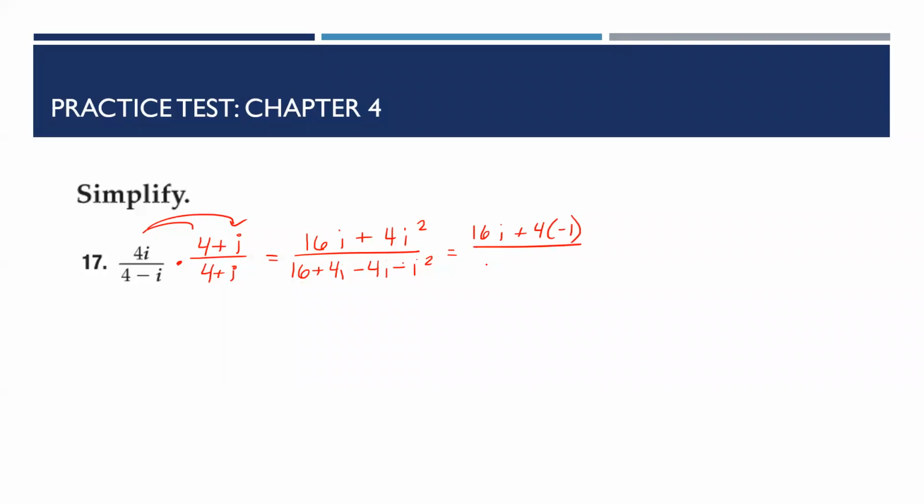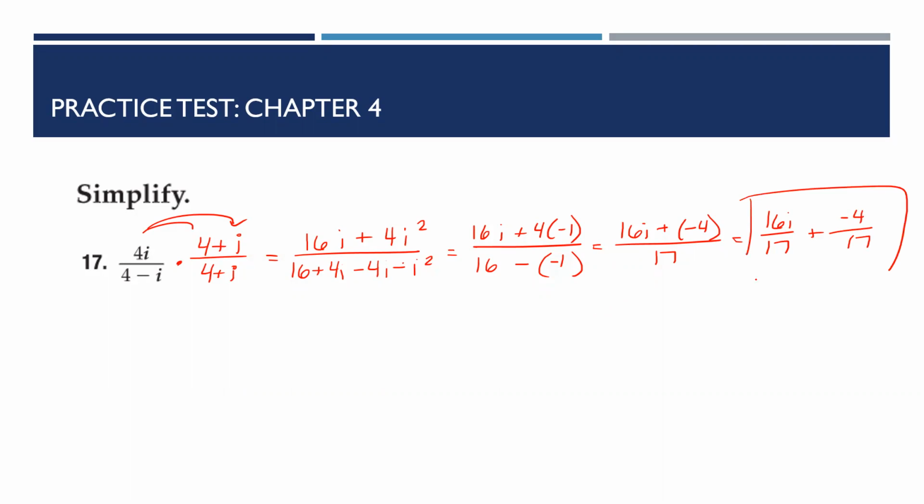And then over here we have 16, and then 4i minus 4i, well, those drop out, and we still have this minus i squared, which is -1. So we've got 16i plus -4, and then we've got the 16 minus -1, you add the opposite, that ends up being 17. So it's 16i over 17 plus -4 over 17. Okay, and that is your final answer.